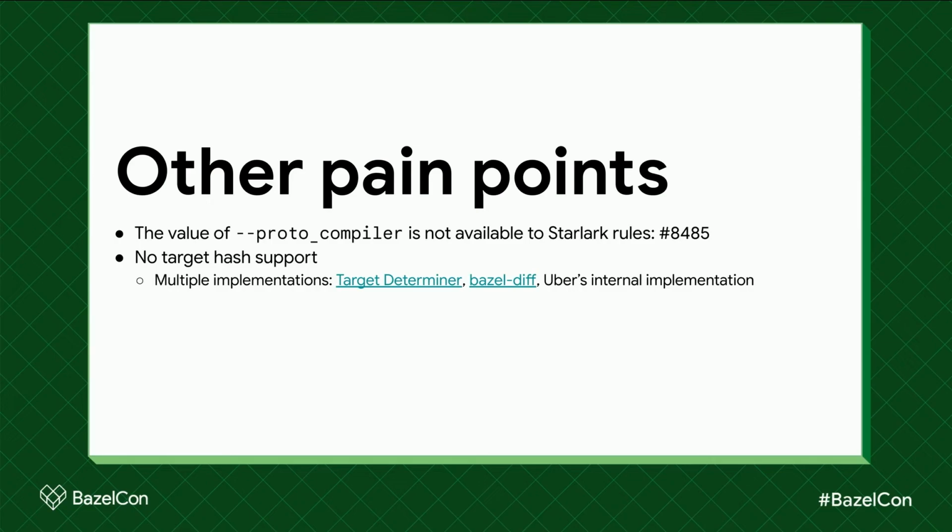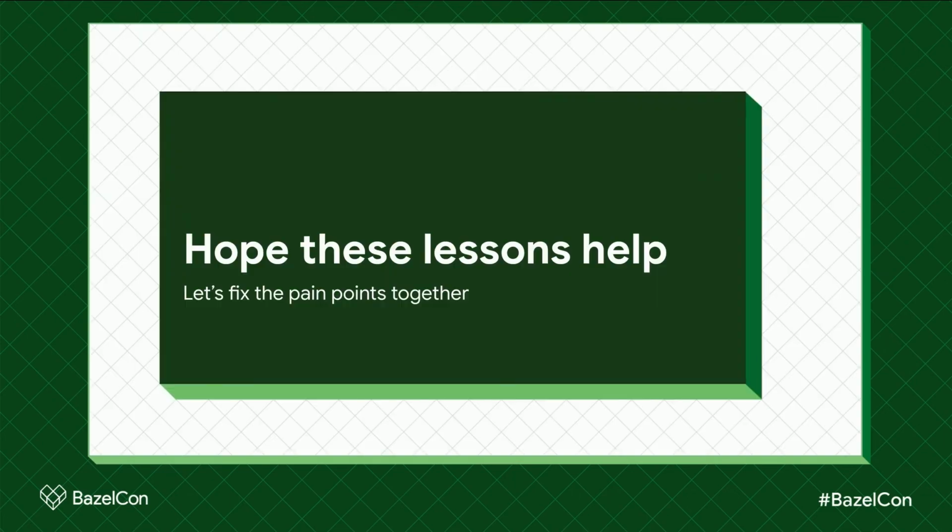The second pain point we want to share here is that Bazel doesn't provide the target hash the way that Bazel does. So if we want to check to see what targets a specific change affects, we will have to develop a tool or use one of the open source tools to run it outside Bazel. And this causes duplication of efforts. Hope these lessons help, and let's fix the pain points together. Thank you.